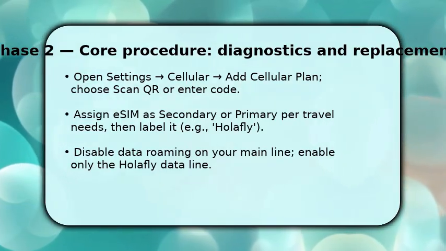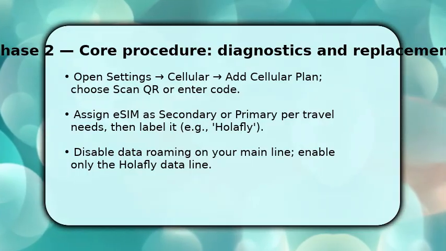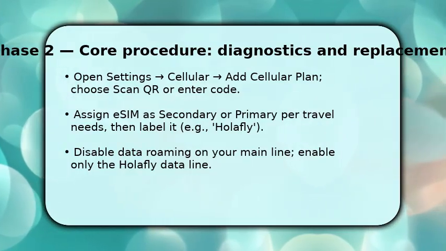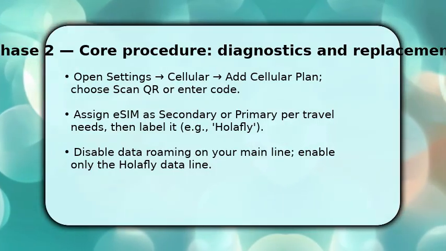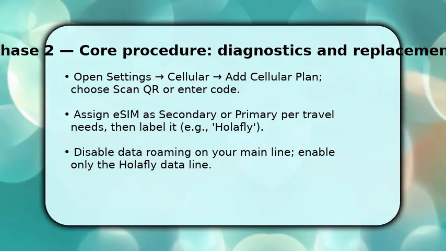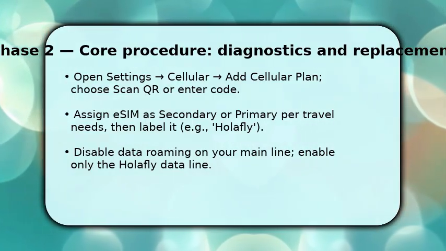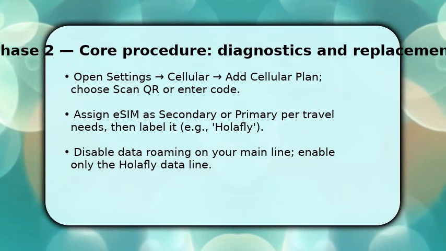Then, disable data roaming on your regular line and enable mobile data on the Holafly profile, because this prevents accidental charges. Finally, confirm the APN auto-configured correctly. Adjust only if your provider gave instructions.